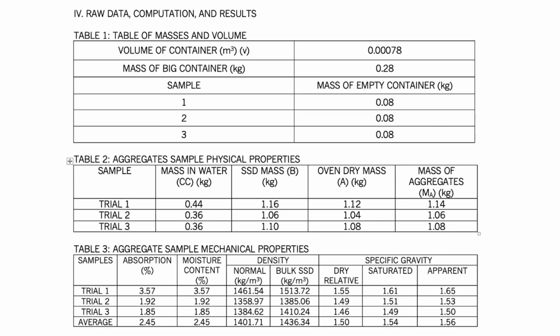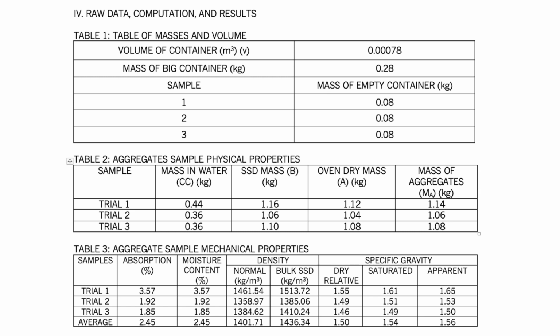For results and discussion, the specific gravity, density, and absorption of coarse aggregates were determined by reducing them into testing sizes using the quartering method. The bulk density of the samples was determined to have an average value of 1,401.71 kg per cubic meter, while its bulk density of SSD has an average value of 1,436.34 kg per cubic meter.